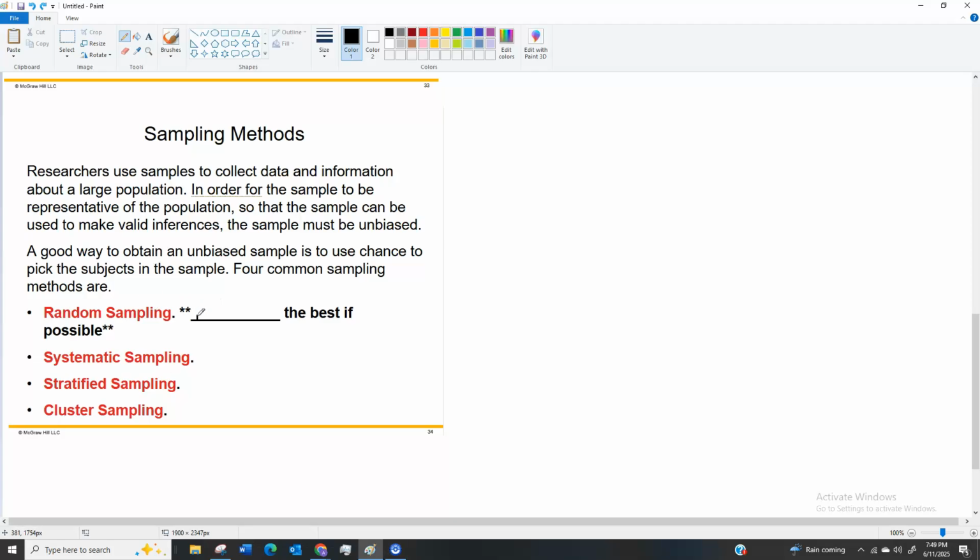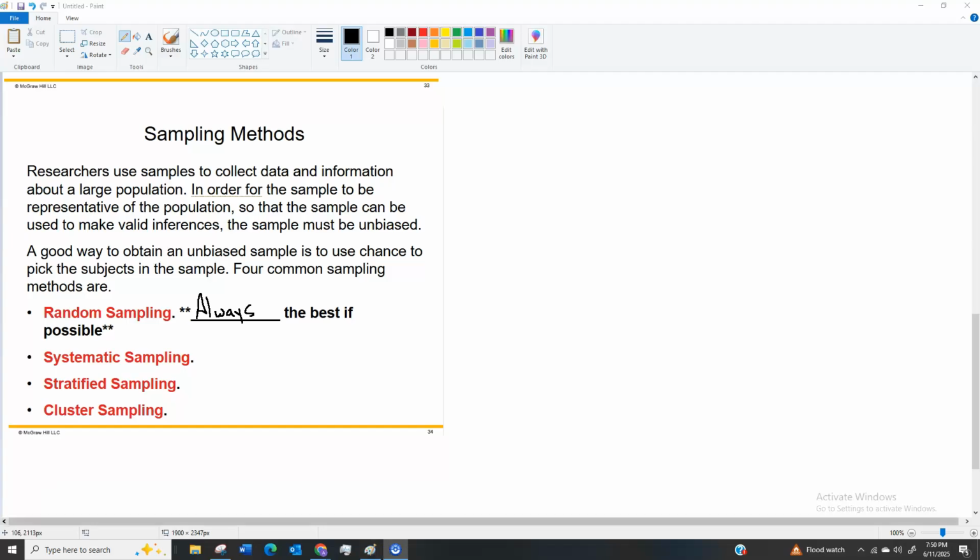And I want to say right now that it is always the best if possible. So random sampling is always, always, always the best if possible. The problem is sometimes it's not. But if you can random sample to pick the subjects, that is the very best and will be the most representative of the population because there's no bias. Everybody has a chance of being in the sample from the population, and that's the best.